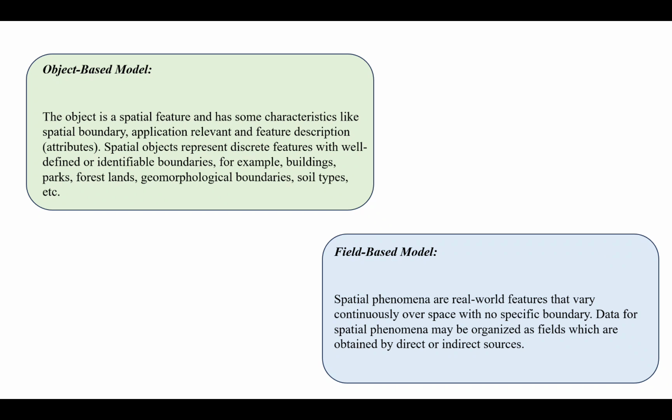For example, buildings, parks, forest lands, geomorphological boundaries, soil types, etc. In the object-based model, data can be obtained by field surveying methods or laboratory methods. So you can get data by going to the field directly, or you can get data remotely sensed. Depending on the nature of the spatial objects, we may represent them as graphical elements of point, lines and polygons. So in the object based model, we can represent them in point, line and polygon.